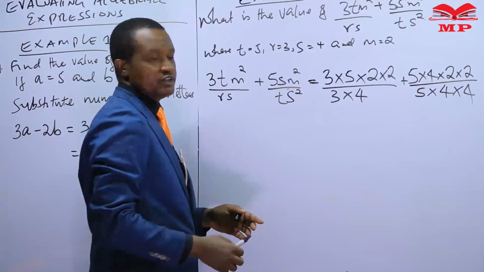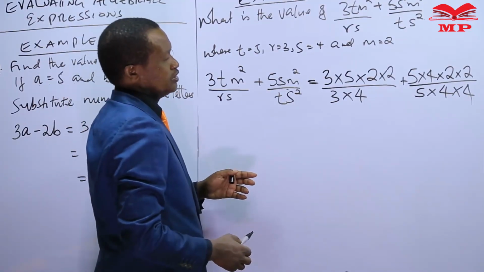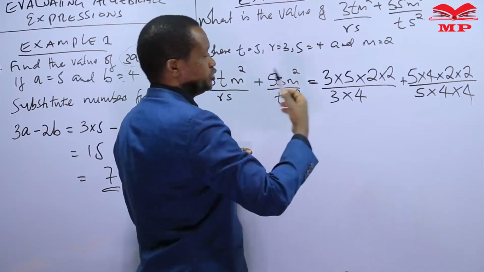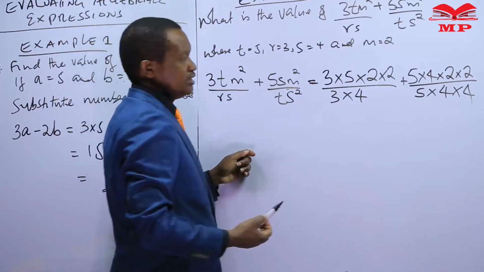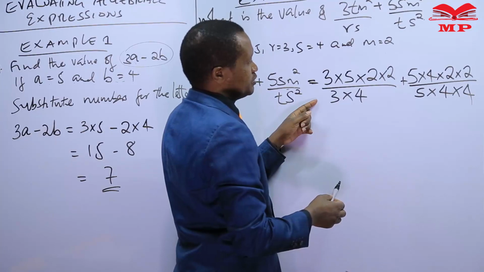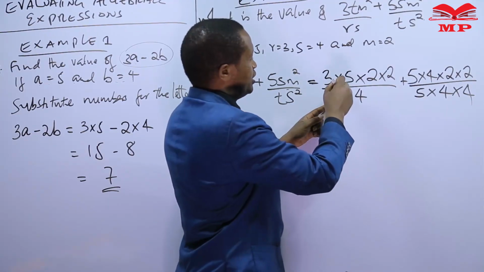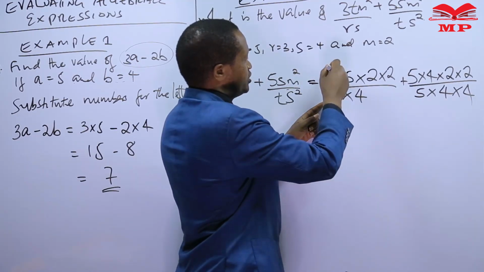So we have inserted the numbers, or substituted. We've done the substitution. We've substituted the numbers for the letters. So we can now go ahead and work out, simplify. These 3 cancels out with these 3.